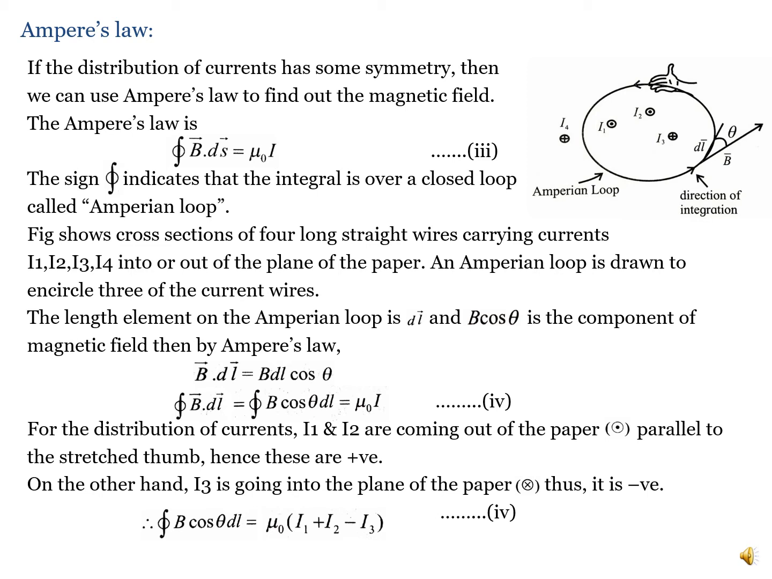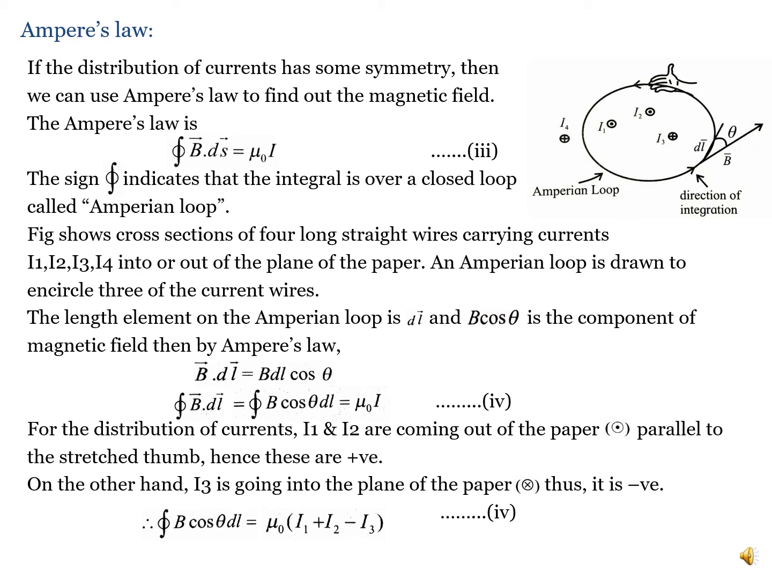So in the above figure, for the distribution of currents I1 and I2, they are coming out of the paper because they are shown by a dot in the circle. These two currents are parallel to the stretched thumb, hence these are positive. On the other hand, I3 is going into the plane of the paper because it is shown by a cross mark in the circle. Therefore, it is considered as negative.